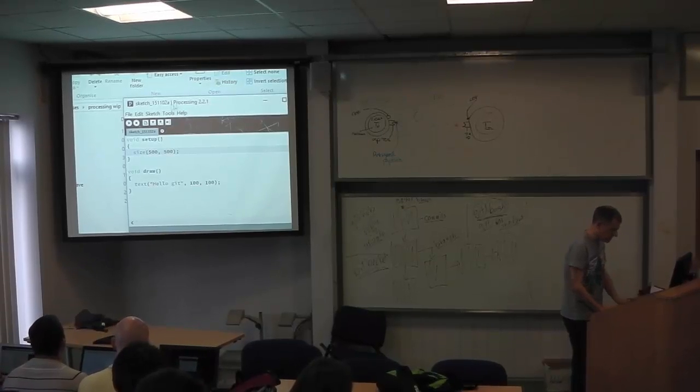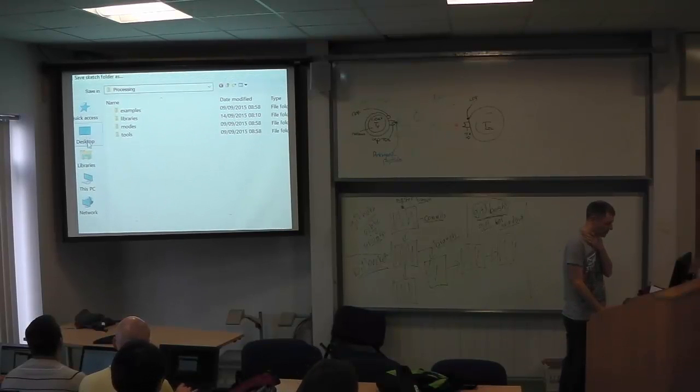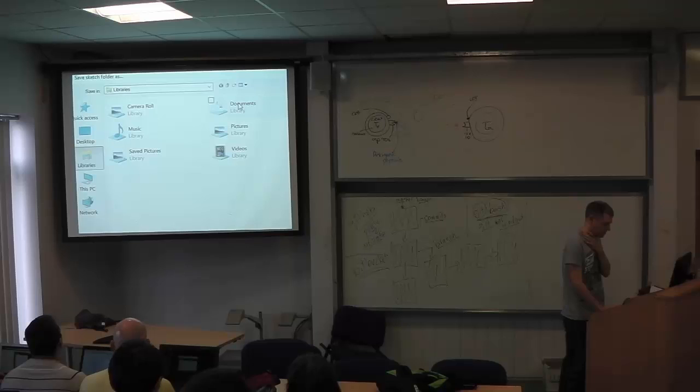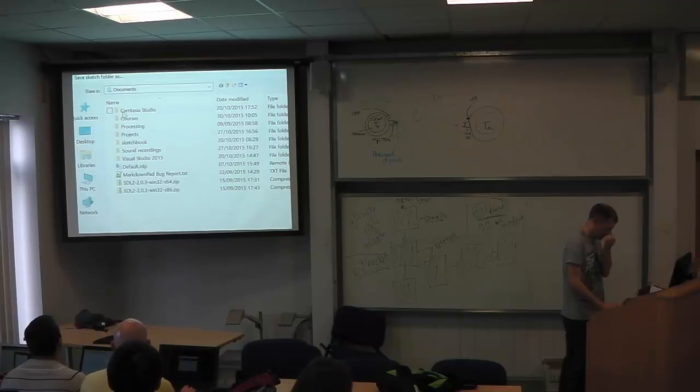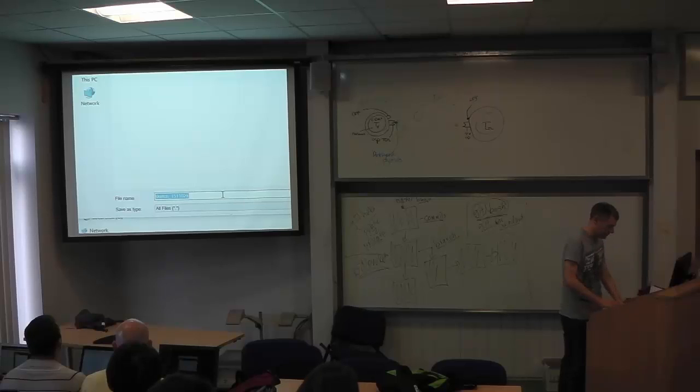Okay, so there's a very simple processing sketch. I'm going to save this. Find the folder. It's quite important that you remember what folder you saved it in. So I had it in Documents, Courses, Processing WIP, and now I'm going to name this sketch.